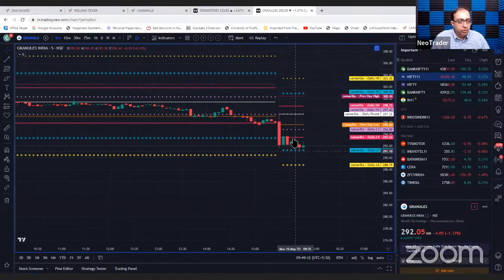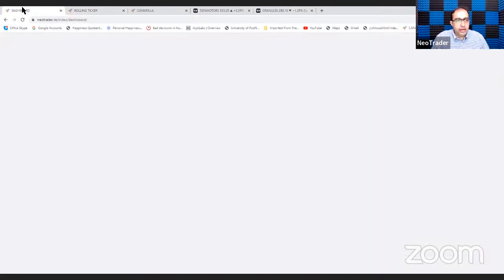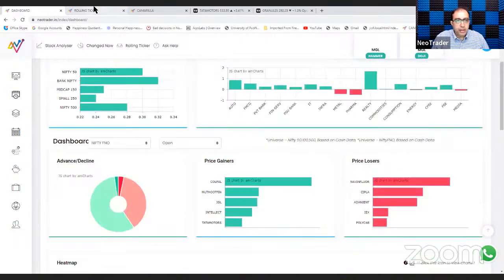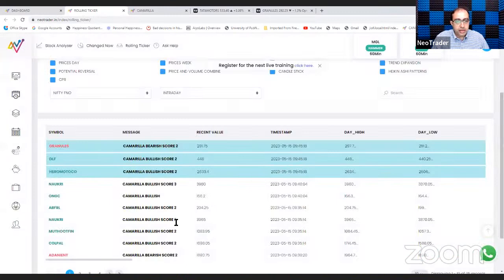All right. So there is a continuous pressure here. We can see that there is a steady decline to the downside. This way you can track these stocks. Let's again go back and check out what are the other names which are reflecting. And let's check in Camarilla.